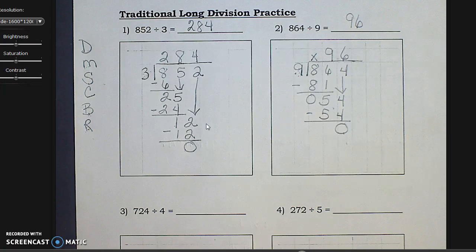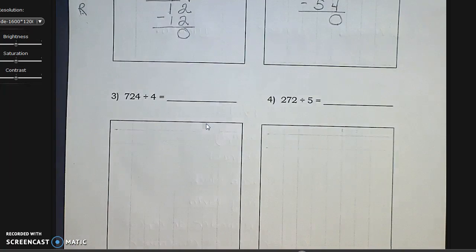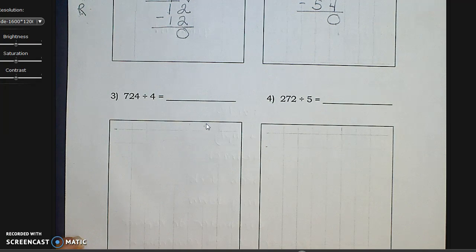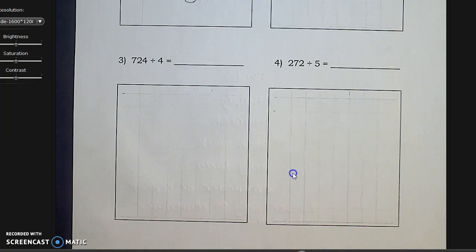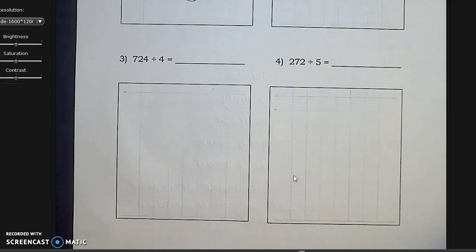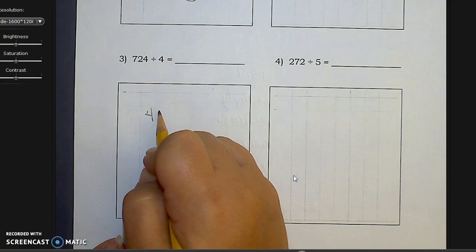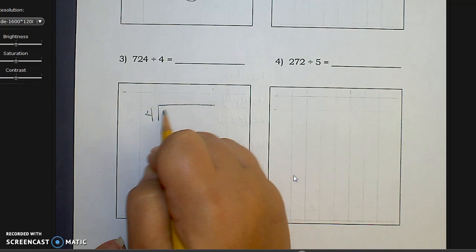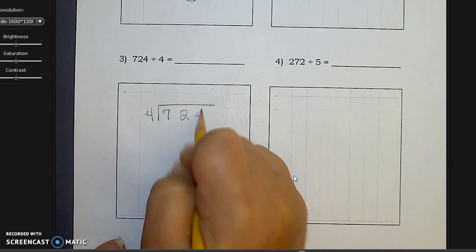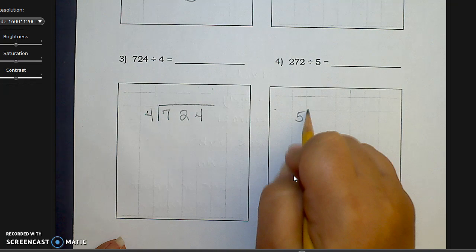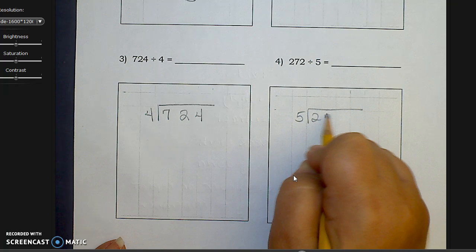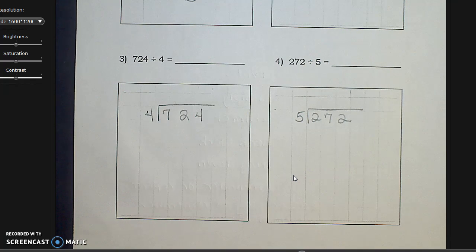So what I'd like you to do now is the last 2 problems on your own. Give it a shot. I will let you know that there are remainders. So let's see what you come up with tomorrow. Copy the problems down here into the grid. Divisor on the outside, dividend on the inside, and then solve. And we'll see how you do with this. Again, this should be a refresher of 4th grade division.